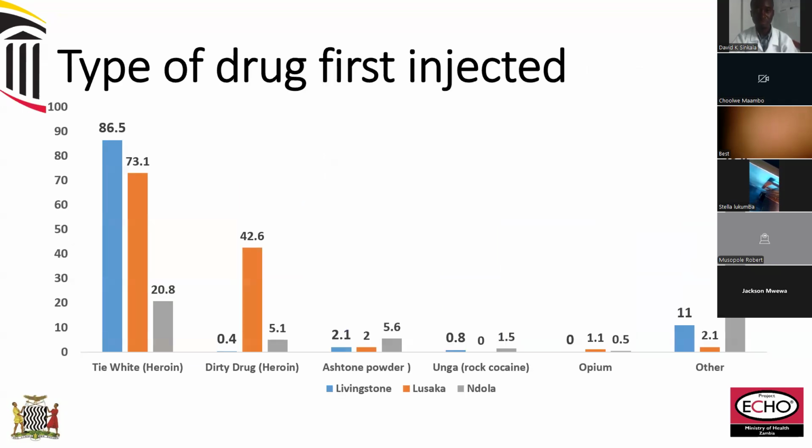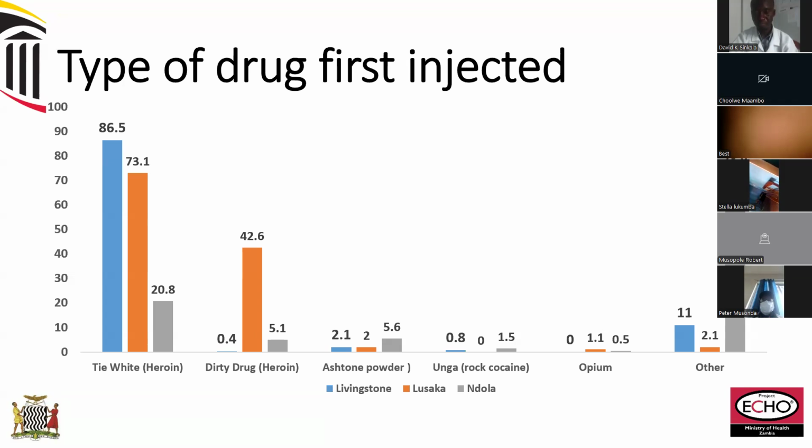The BBS further went on to look at what type of drugs were commonly used. You can see Livingstone had the highest use of heroin, which is commonly known as Thai white, in the streets.